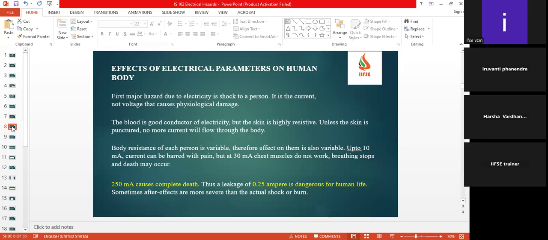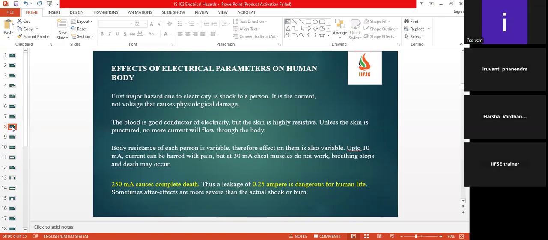That's why whenever any electric shock happens, if it is at high voltage, it will burn your skin, then you will get a shock. But it happens in a fraction of seconds. You will not see that the skin burns for some time and then you get a shock. Everything will happen in a fraction of seconds. Initially, it will damage your tissues, then you will get the shock. Body resistance of each person is variable, which means it will differ. Therefore, the effect on them is also variable up to 10 milliamperes.